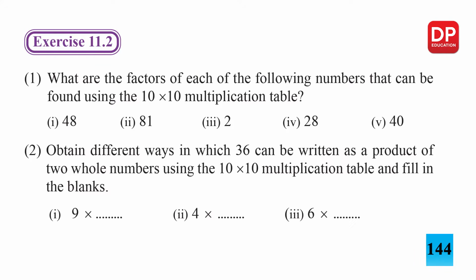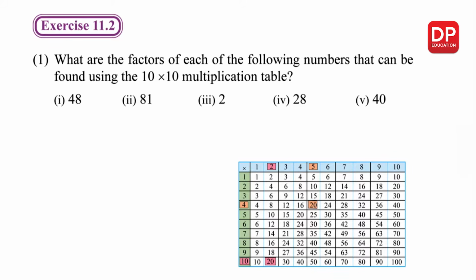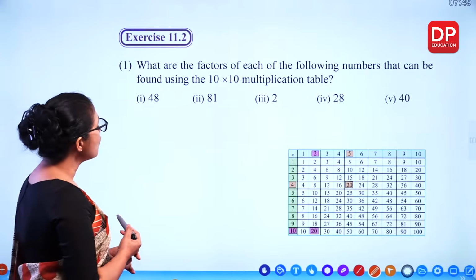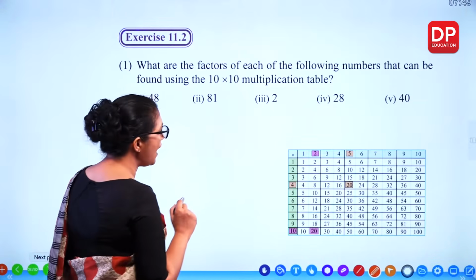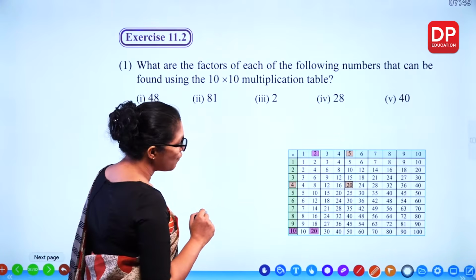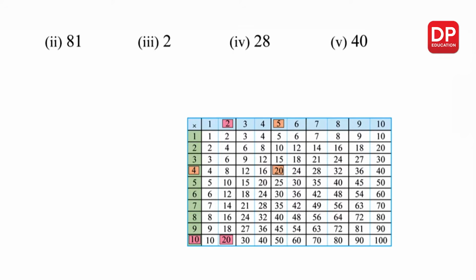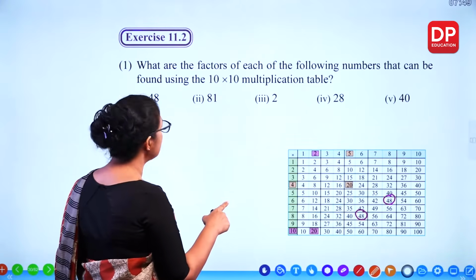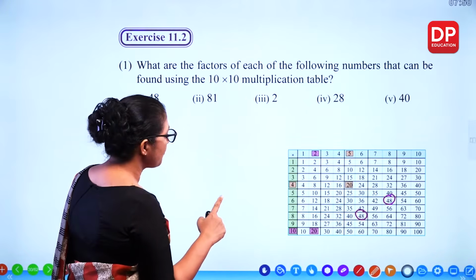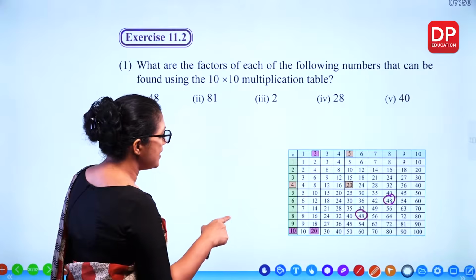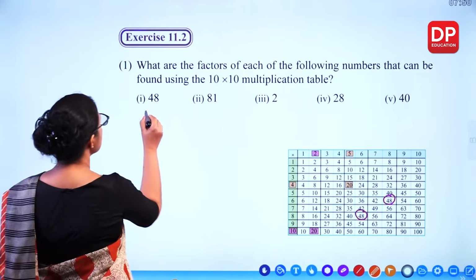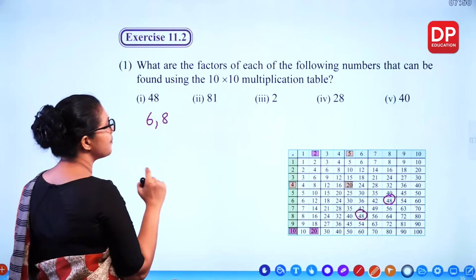Exercise 11.2. What are the factors of each of the following numbers that can be found using the 10 by 10 multiplication table? So we have to refer this table. 48. Where do you get 48? So 2 possibilities. So what are the factors? I can write 6, 8. That's all. 6 and 8.